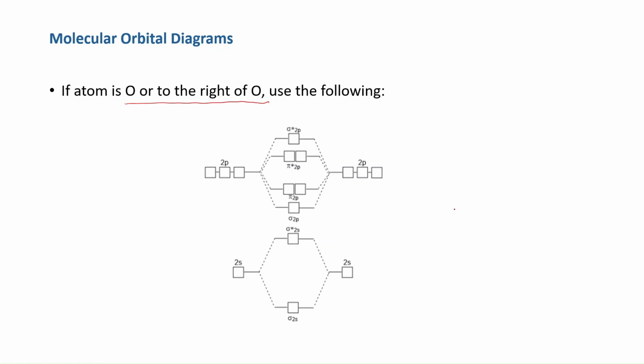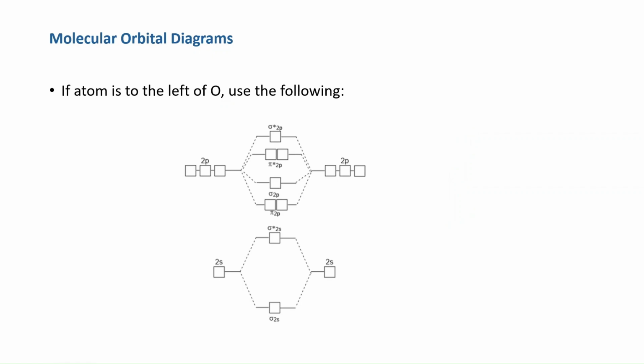But noticing here, we begin with the sigma bonding, then you have the pi bonding, then the pi anti-bonding, then the sigma anti-bonding. If the atom is to the left of the oxygen, we said that it's not going to cause any trouble, but when the p orbitals combine, you're going to have pi bonding, then sigma bonding, then pi antibonding, then sigma antibonding. And like I said, you just have to memorize it. Okay? There's no way around it.